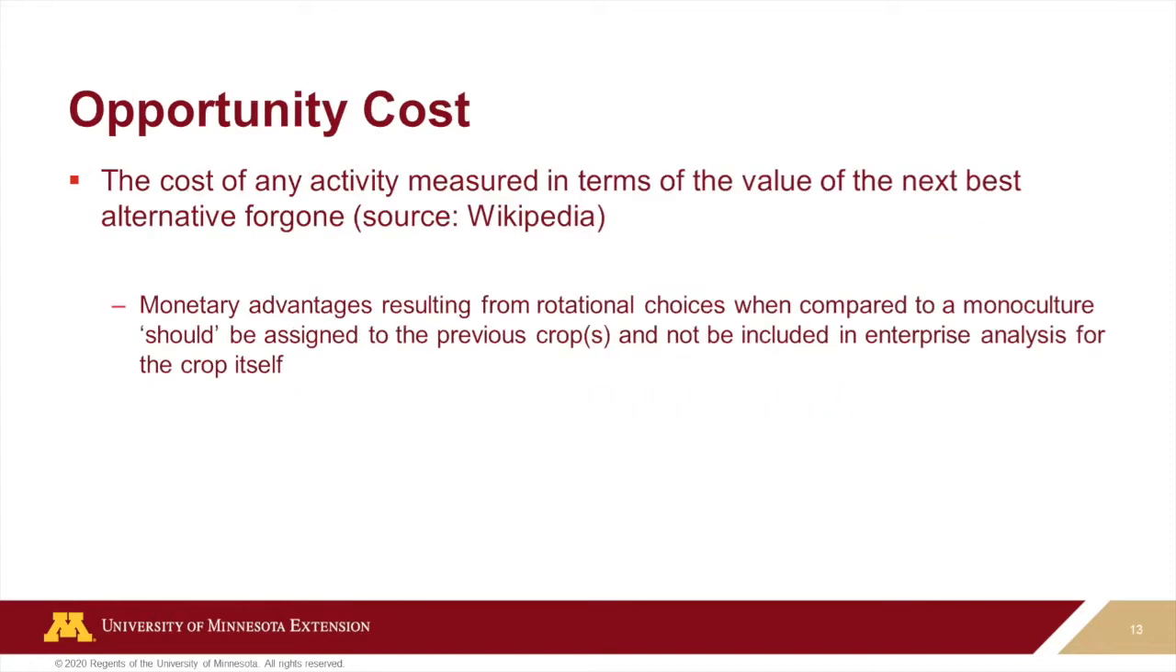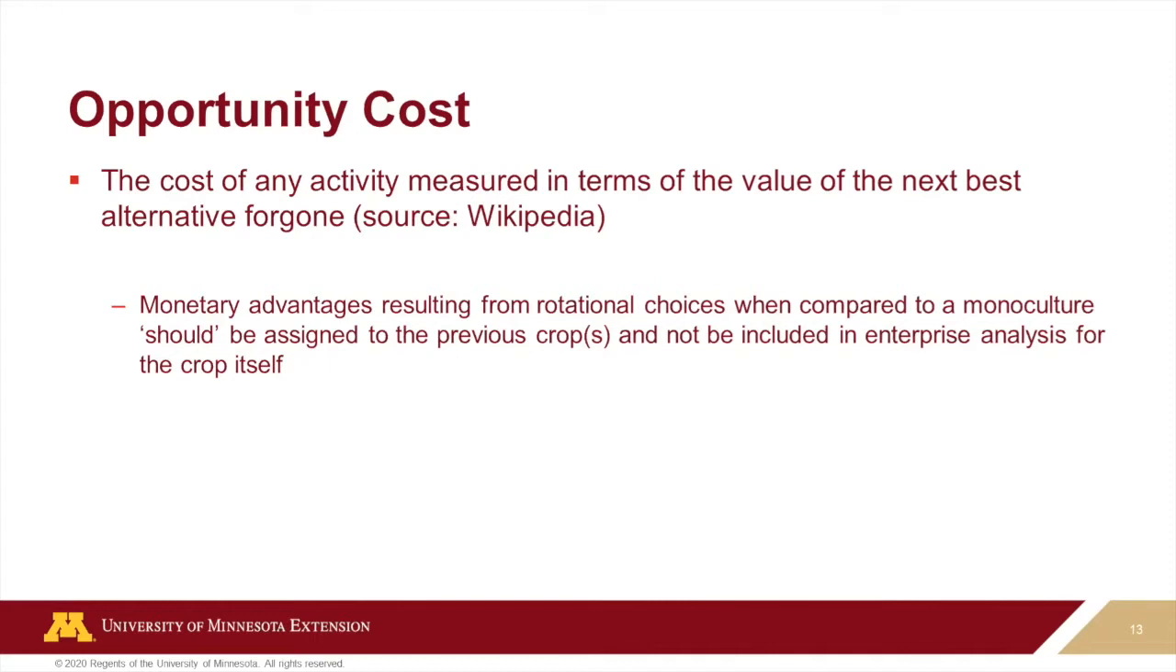So this is my blatant pitch, an opportunity cost: the cost of any activity measured in terms of the value of the next best alternative foregone. Huh? What? Basically, every single year you have the option to rent your ground out or farm it yourself. Your rent is your opportunity cost. You have to exceed the rent for you to farm. Otherwise, you're better off renting it out.